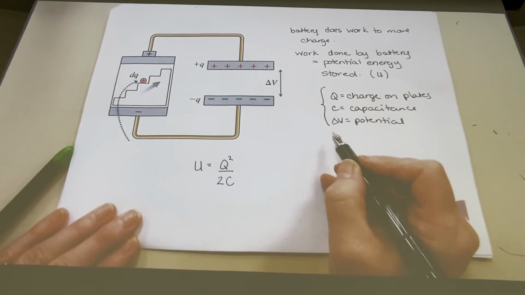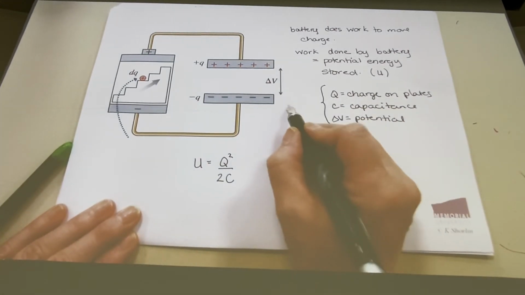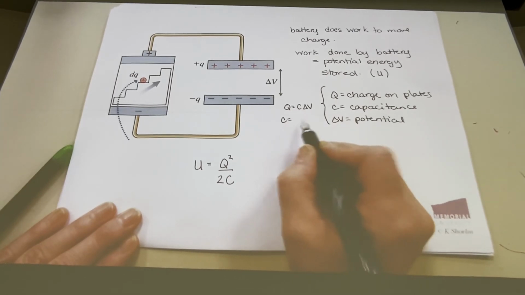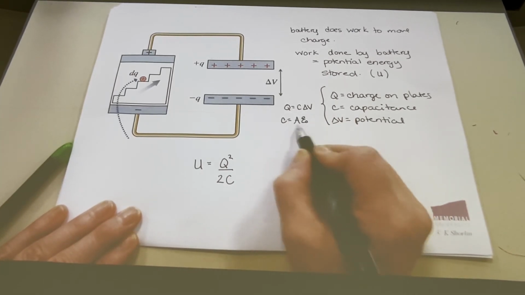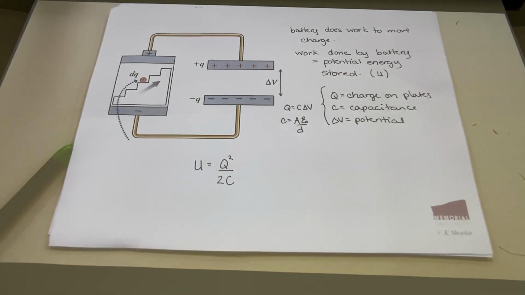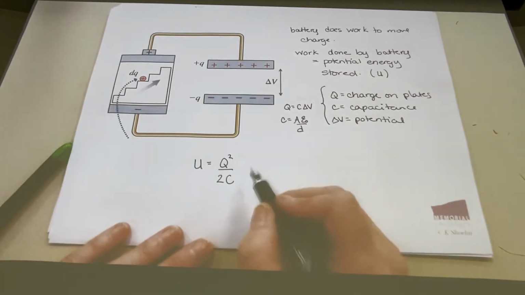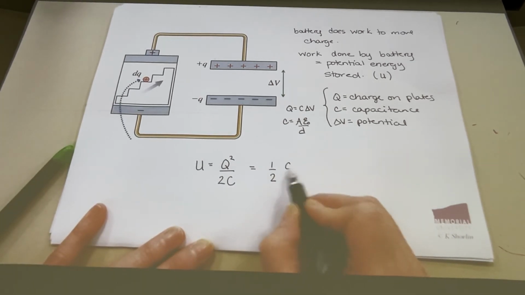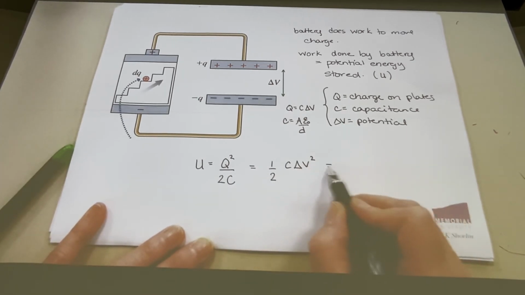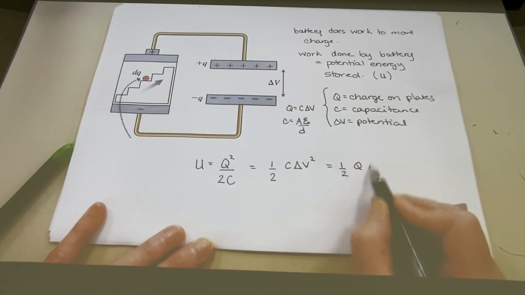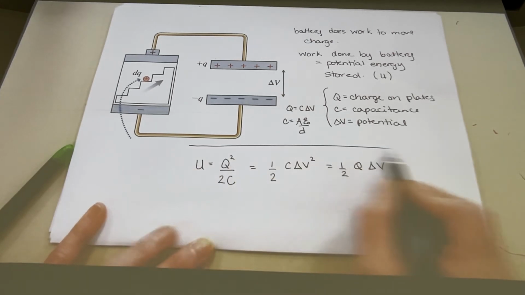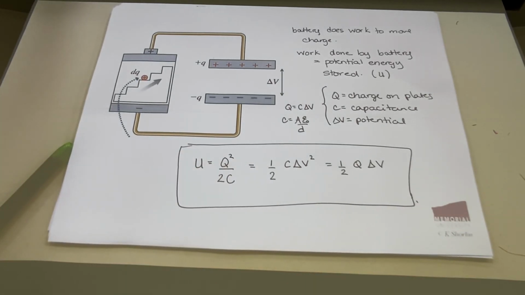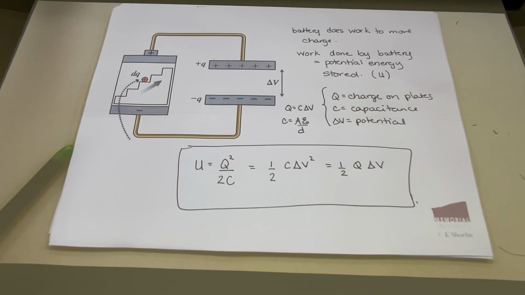And we should remember the relationship here that Q is equal to C times delta V, and then often we're going to be thrown in that C is A times epsilon naught over D. So those are some important equations to keep together for this section. If we put in C times delta V in this expression, we can come up with 1/2 times C times delta V squared, or 1/2 times Q times delta V. So there's how we can find the total amount of energy stored in a capacitor.